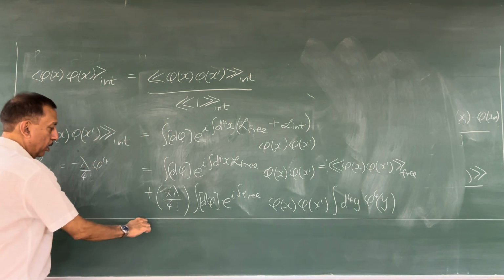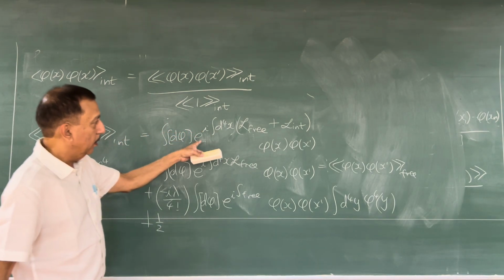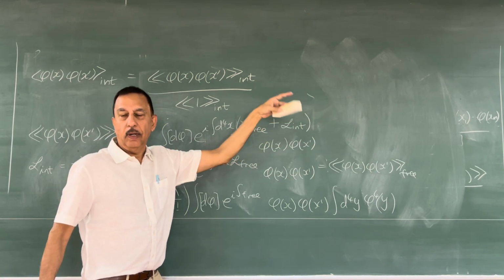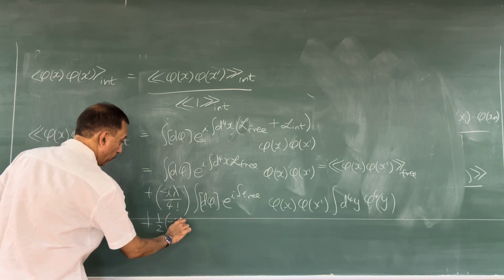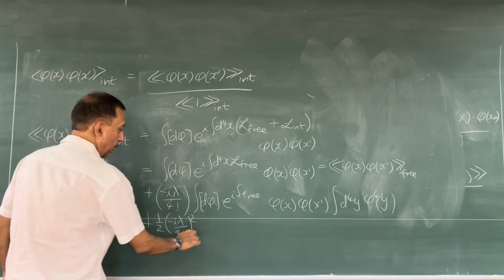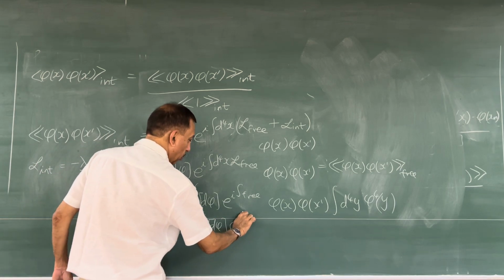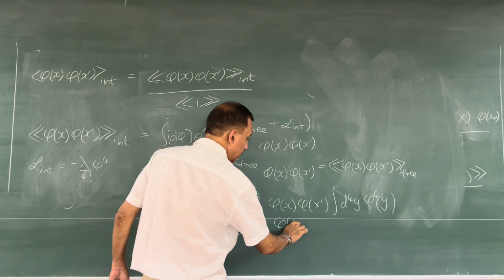And in the next order, I have to remember there's a half from expanding the exponent. E to the i L comes down twice, but there's a 1/2 factorial, so that's this. Then there's the coefficient in L interaction twice. There's a single path integral always. There's always e to the i S free. There are always these fields.